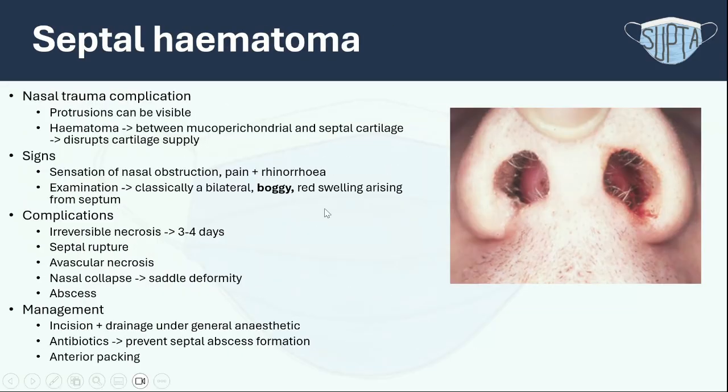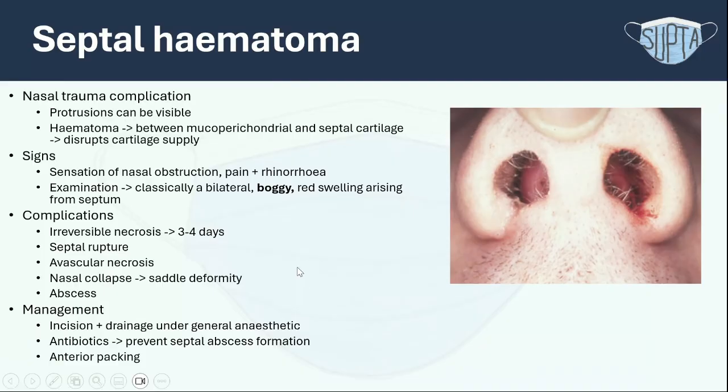So now talking a bit more about septal hematoma. This is a nasal trauma complication, so protrusions can be visible. As you can see here, they typically have a bilateral boggy appearance. You can actually see where it is there. It's a hematoma, much similar to the pinna hematoma. You have disruption of the layers of the mucoperichondrium and the septal cartilage, so it disrupts the cartilage's blood supply, and you risk avascular necrosis and then nasal collapse, so you get a saddle deformity of the nose.